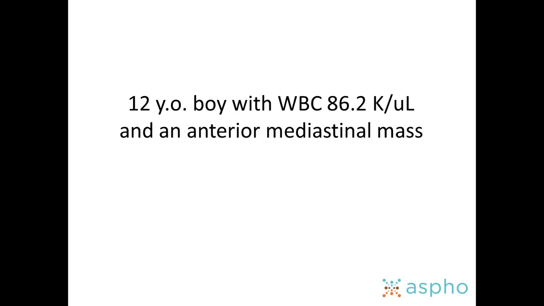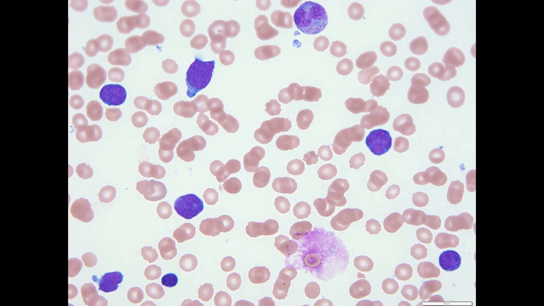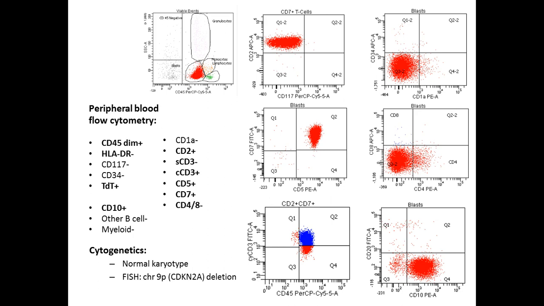So now we have a 12-year-old boy with a white count of 86,000 and an anterior mediastinal mass. This immediately should suggest T-cell ALL with both the age of the patient, the male, the high white count, and the anterior mediastinal mass. The morphology is typically not that different from B-ALL, but it does express a different complement of immunophenotypic markers by flow cytometry.